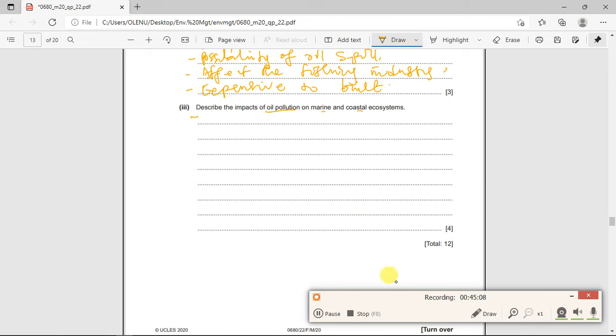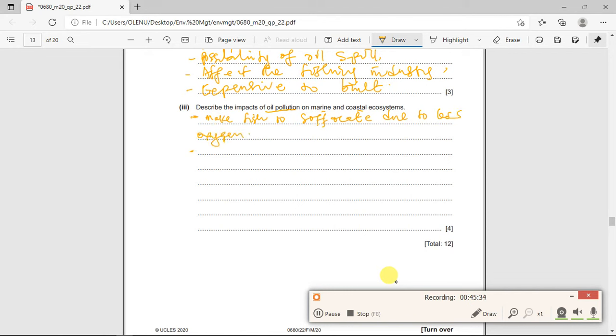How? It can make fish suffocate because there will be less amount of oxygen that will be able to penetrate through the surface of the water. So it can make fish suffocate due to less oxygen.